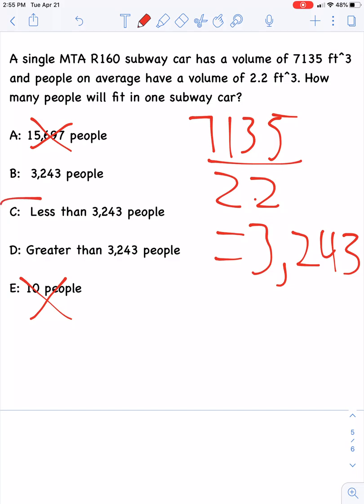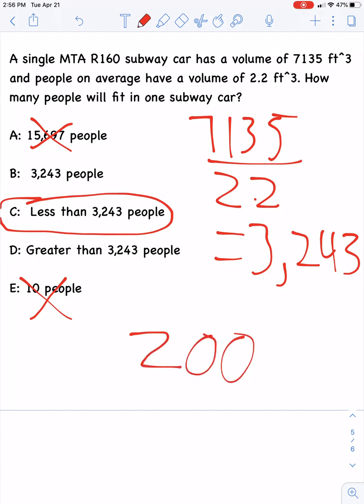It's not going to be anywhere close to 3,243 people, right? There's going to be way more space that's going to get unused, so there'll be way fewer people. And actually, a subway car usually only holds somewhere around 200 or 250 people, right? So there we go, guys.